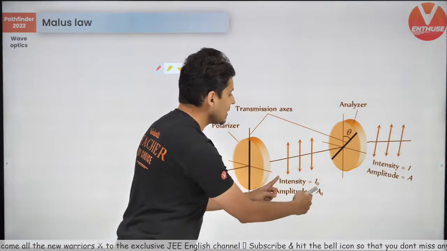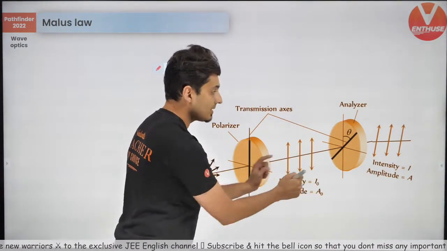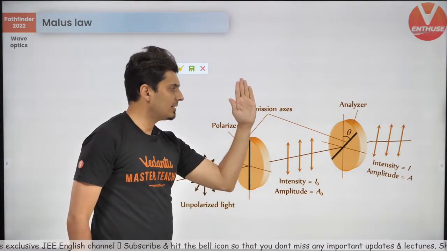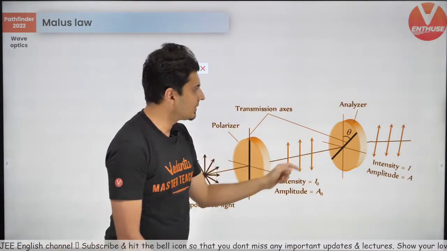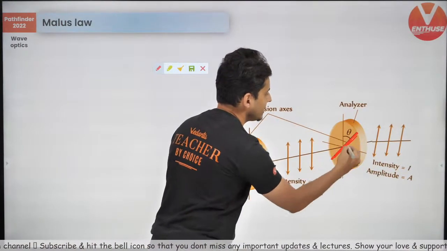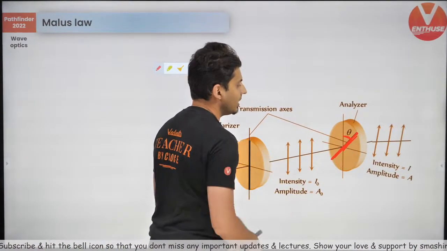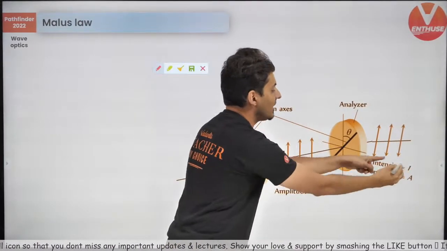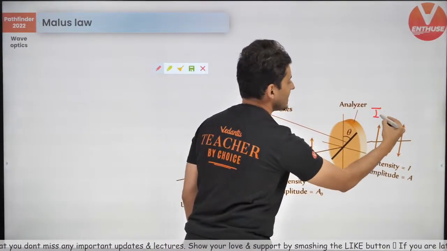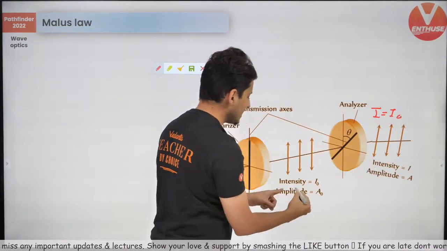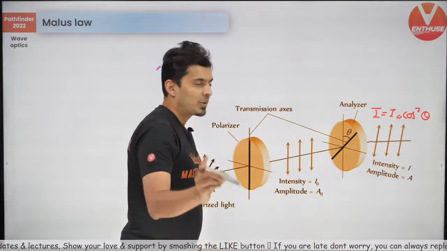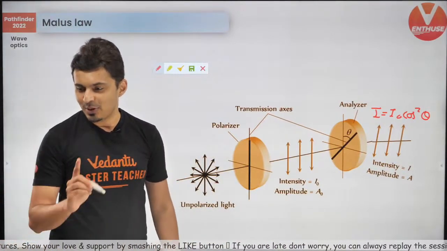If the intensity of the polarized light is I naught and the plane of oscillation is like this, the plane of transmission, can you see that? The plane of transmission makes an angle theta with your plane of oscillation, then the light which comes out over here is basically I naught, the original intensity, into cos square theta. Very, very important.